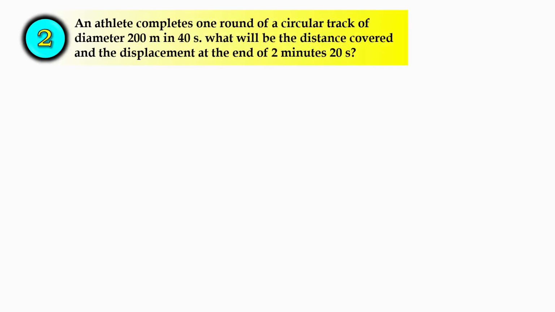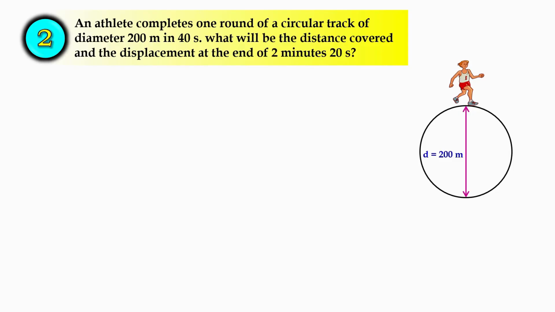Now let us solve the second numerical problem based on uniform circular motion. An athlete completes one round of a circular track of diameter 200 meters in 40 seconds. We need to find the distance covered and the displacement after 2 minutes 20 seconds. First, let us write the given values. The diameter of the circular track is 200 meters. The radius of the track is half of the diameter, so the radius becomes 100 meters. The time taken to complete one round is 40 seconds.